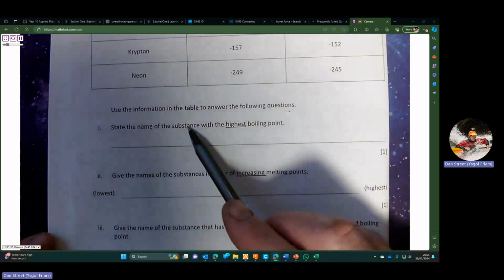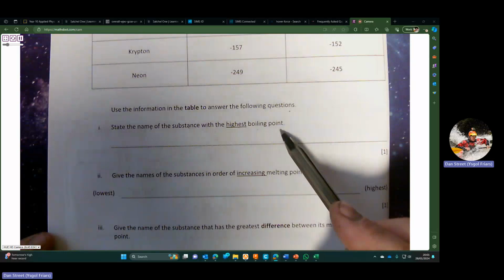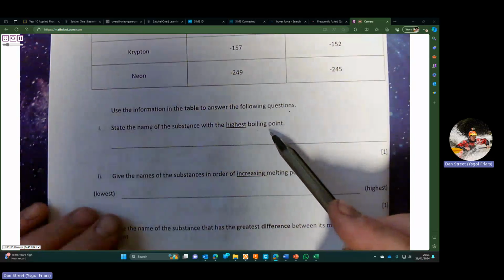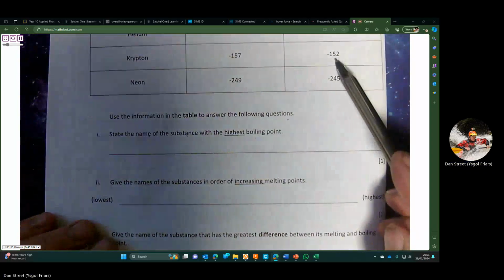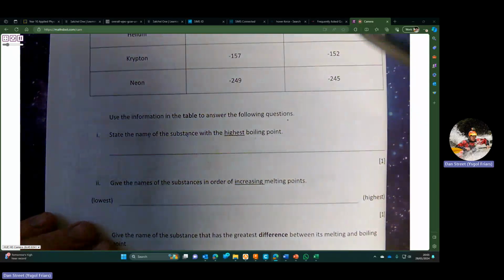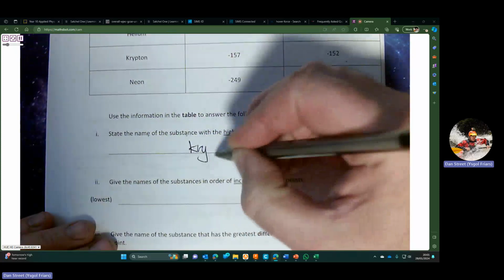State the name of the substance with the highest boiling point. So the highest boiling point is going to be the one nearest to 0. Okay, the one nearest to 0. And if we look here, krypton has got a boiling point of -152, which is nearer to 0 than any of the others. Okay, so the correct answer was krypton.